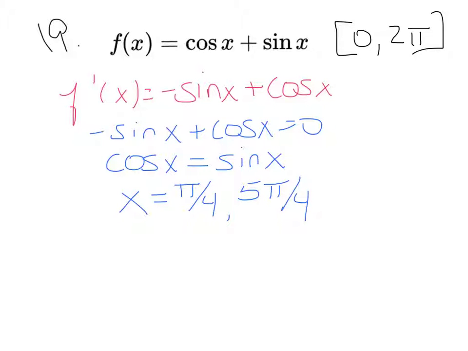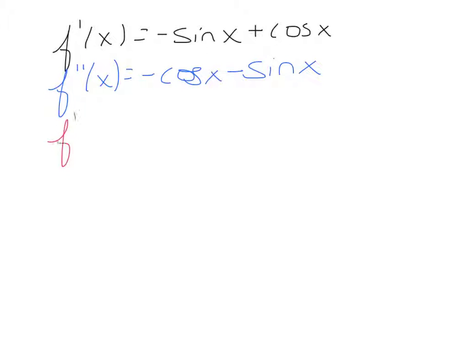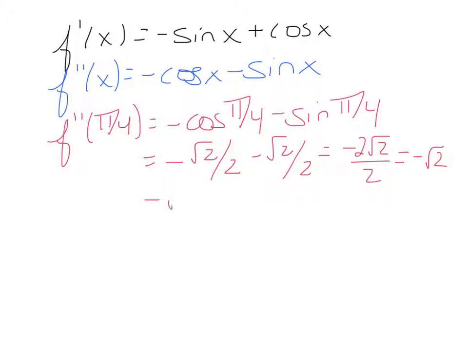So now we get to find the second derivative. Our second derivative will be negative cos x minus sine x. And let's substitute our critical numbers. We'll start with pi over 4. And this turns out to be negative radical 2 over 2 minus radical 2 over 2, which is negative 2 radical 2 over 2, or negative radical 2. And negative radical 2 is less than 0. So we know we're dealing with a local maximum.